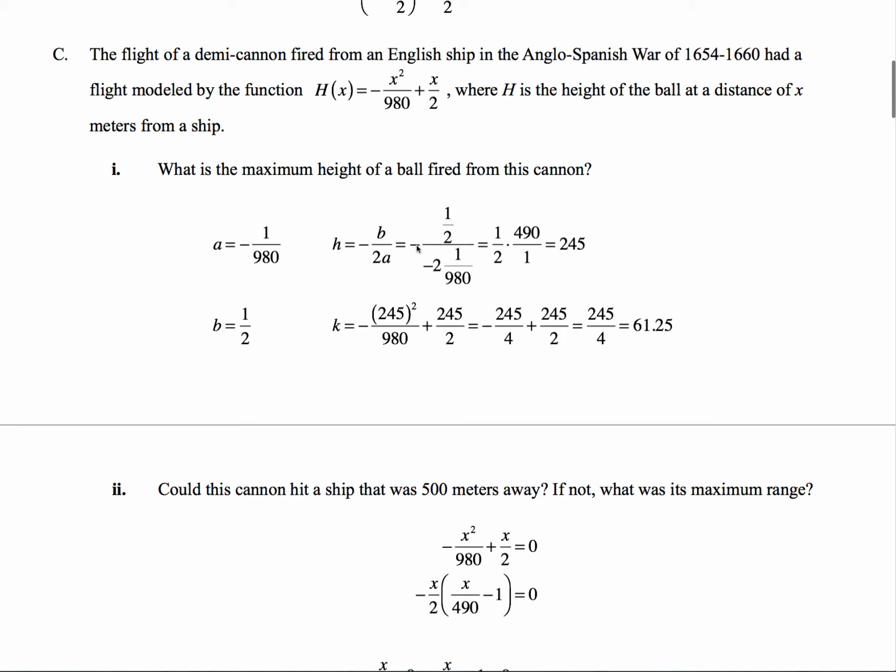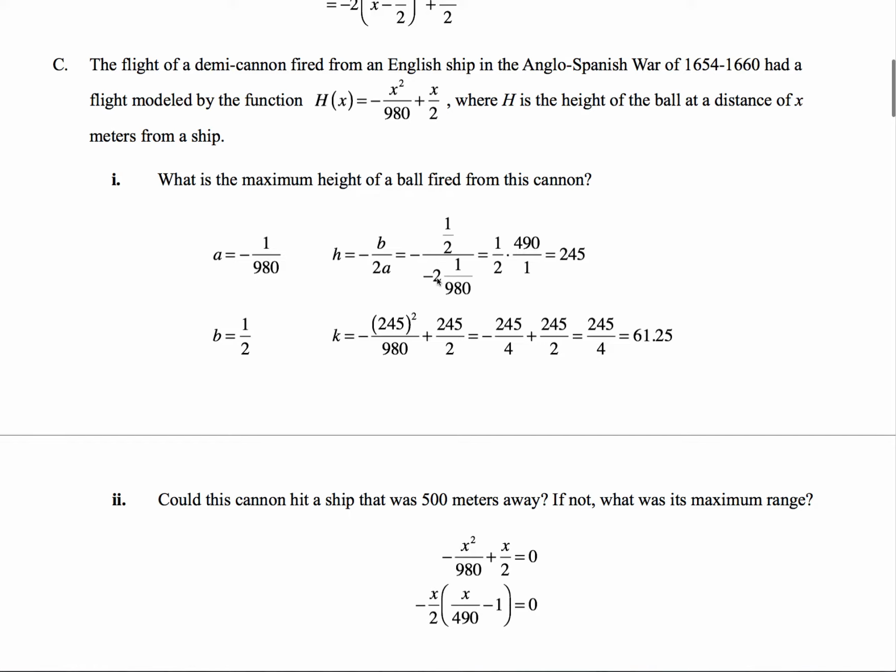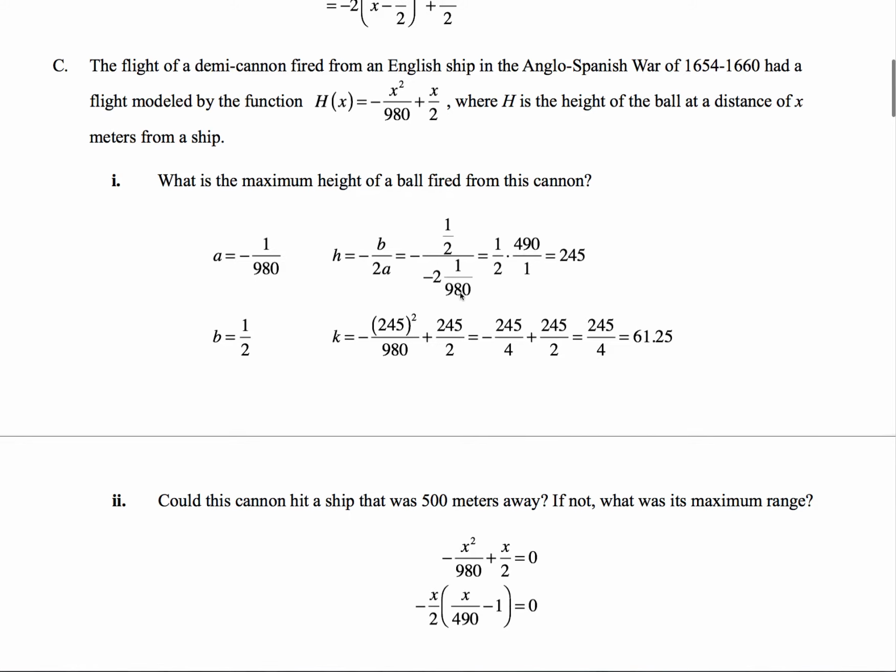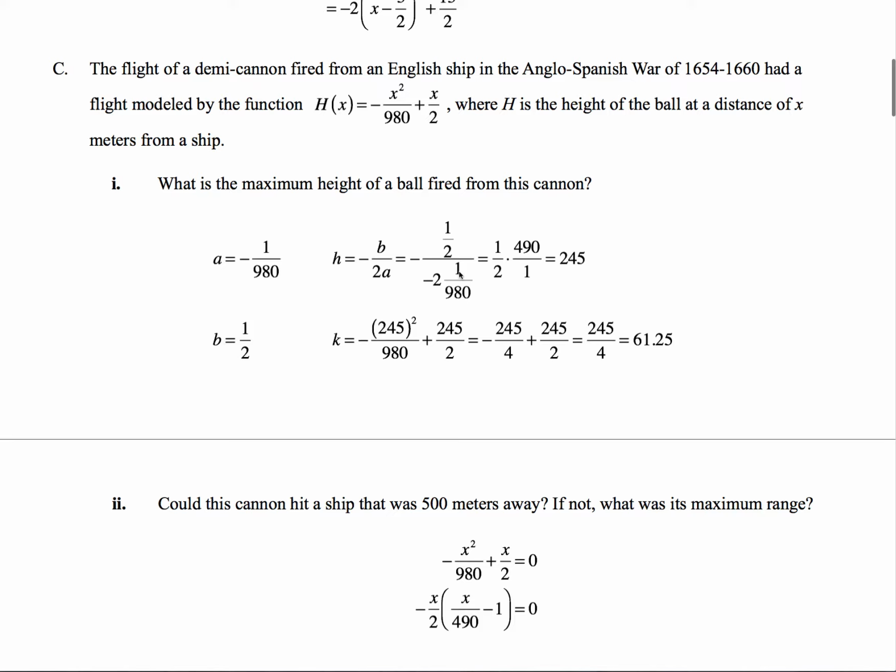The denominator is 2 times negative 1 over 980, which is negative 2 times 1 over 980. To simplify that, the negative and the negative make this a positive expression, and so we have 1/2 divided by 2 over 980 is 1 over 490, and the reciprocal of 1 over 490 is 490 over 1. So, simplifying this, we have 490 divided by 2, which is 245.